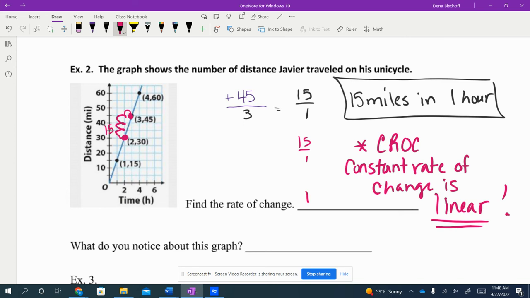Okay, so we said the rate of change was 15 over 1. And what do we know about this graph? Holy cow, we notice that it's linear. It makes a straight line.